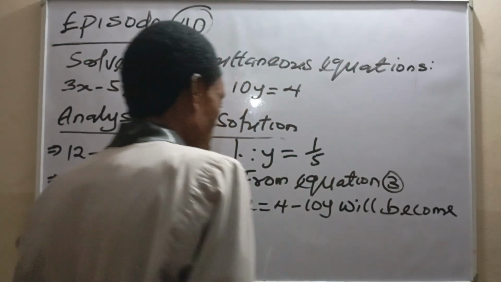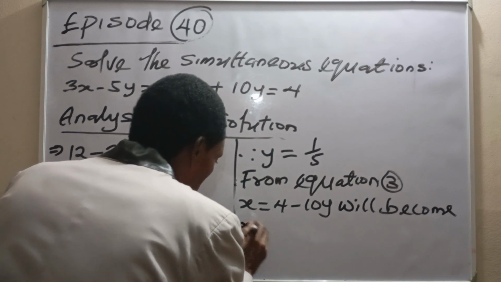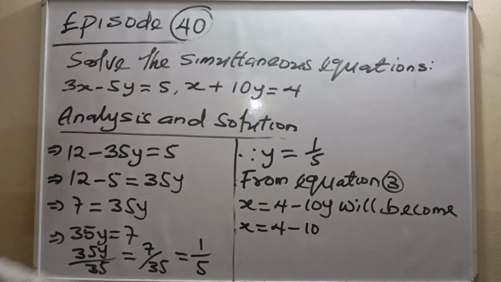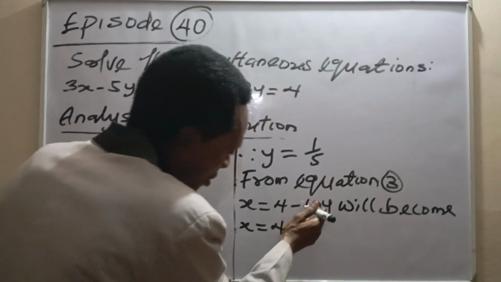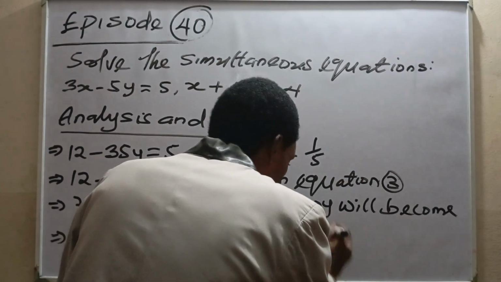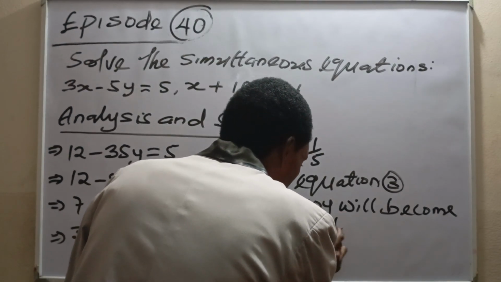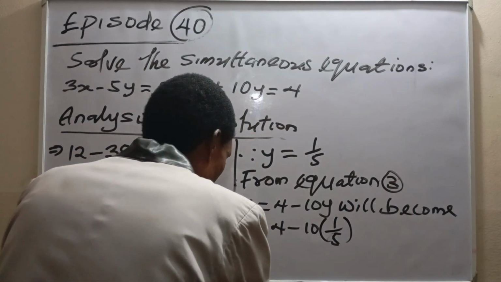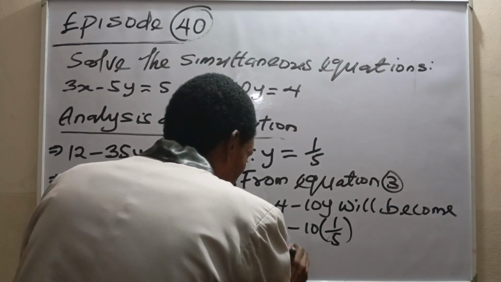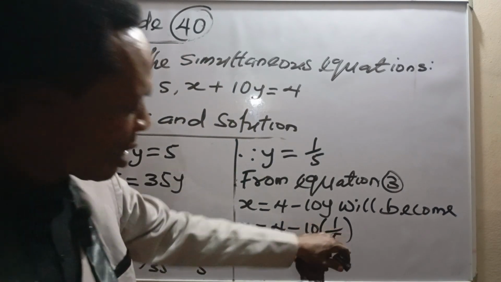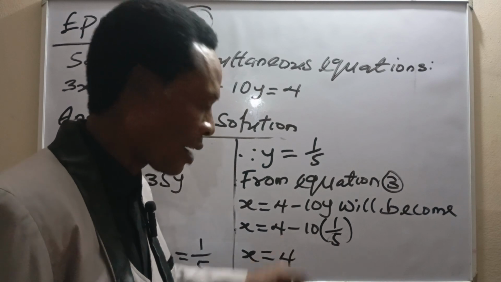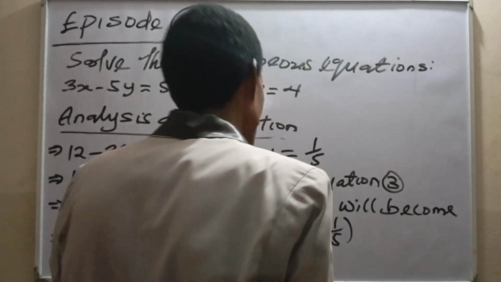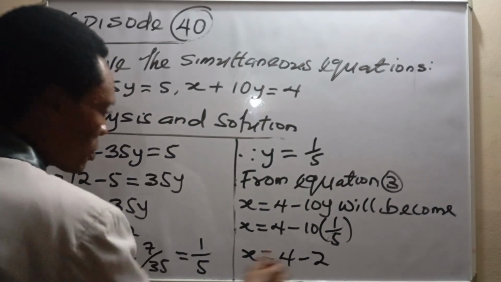It will become s equals 4 minus 10 times y. What is our y? Our y is 1 over 5, so instead of writing y, you replace it with 1 over 5. So s now equals 4 minus 10 open bracket and close, 1 over 5. Use 5 to divide 10, you have 2, 2 times 1 gives us 2, so minus 2.